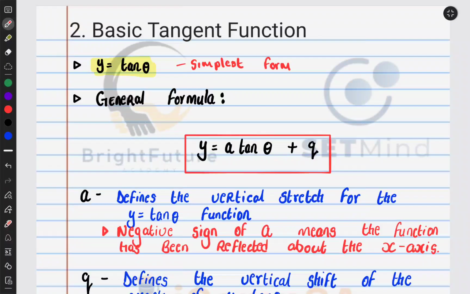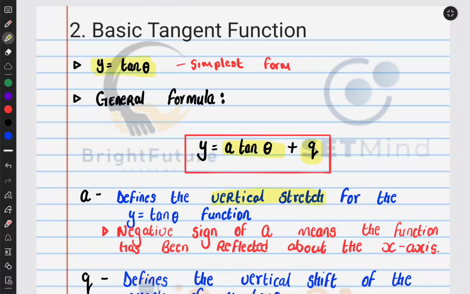Once we have done those, we can use the general formula that allows us to represent the multiple transformations that we make to the function, and that general formula is y is equal to a tan theta plus q. That a is the coefficient of tan theta. It represents the vertical stretch for the function. By vertical stretch we mean how far the function is stretched from the x-axis, or from the theta axis, since we're dealing with trigonometric functions.